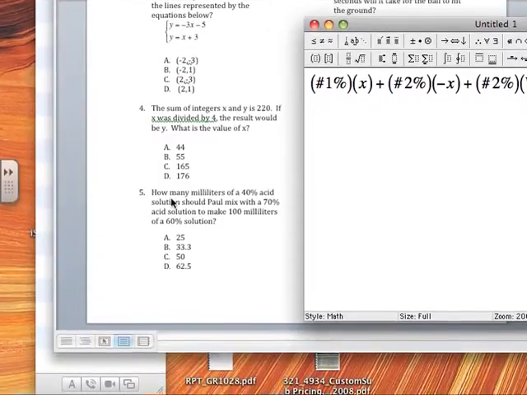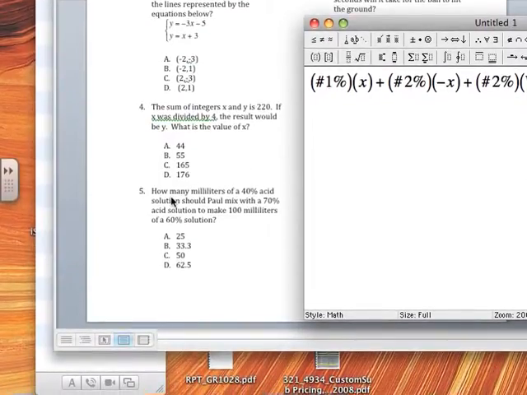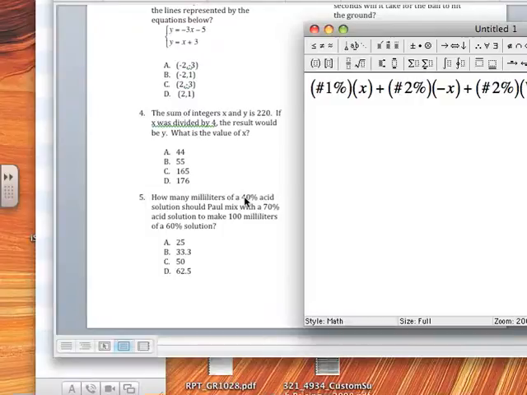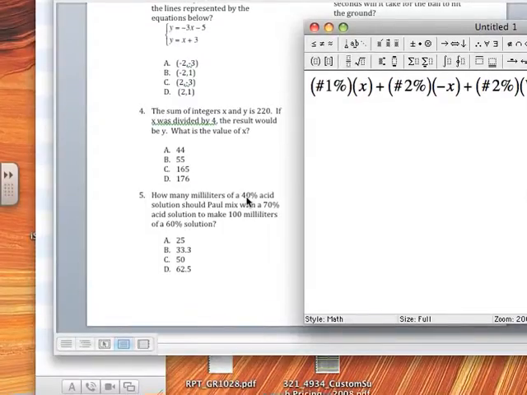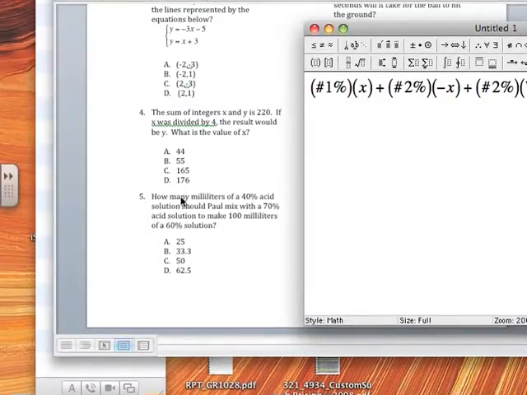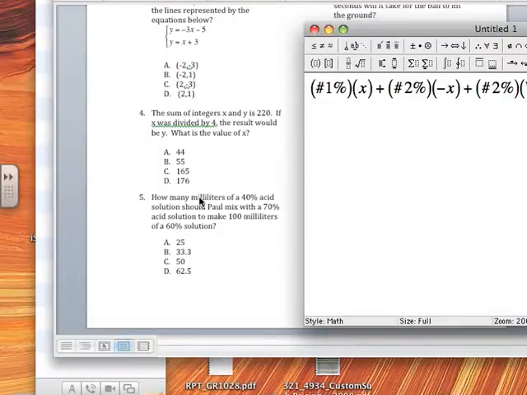Okay, students. In number 5, we have a mixture problem. And the reason that I know I have a mixture problem is because I have percentages here. And whenever I have percentages and I have volume, I'm going to have a situation where I mix one volume of one liquid and one volume of another liquid, and I'm going to find a volume of a third liquid.